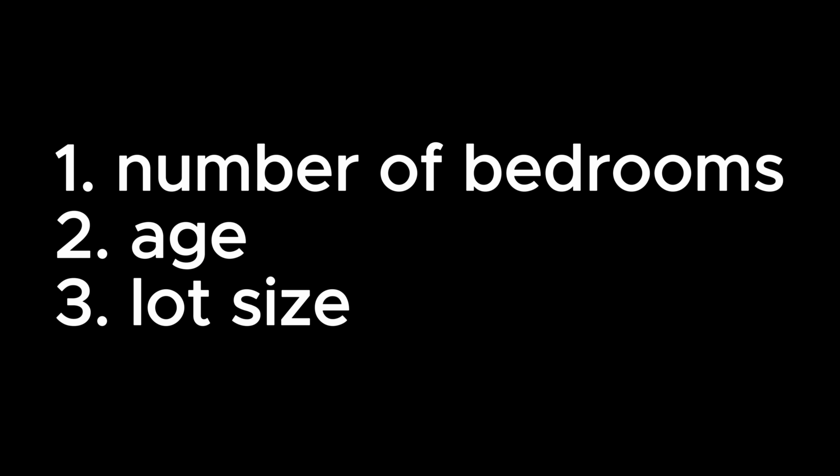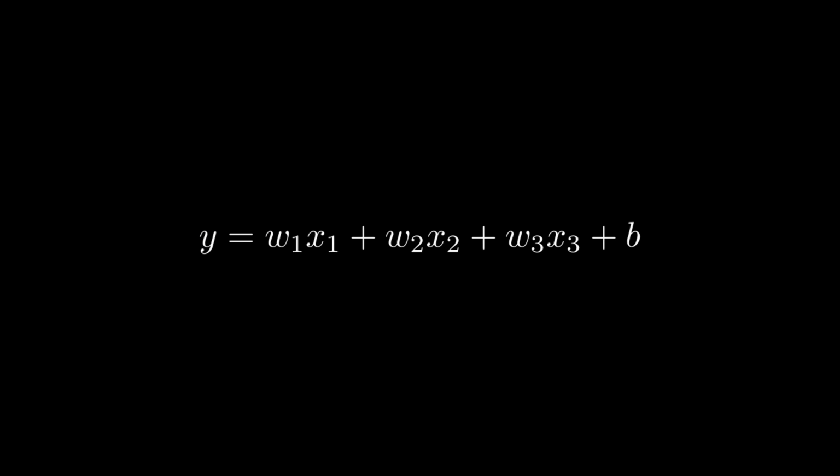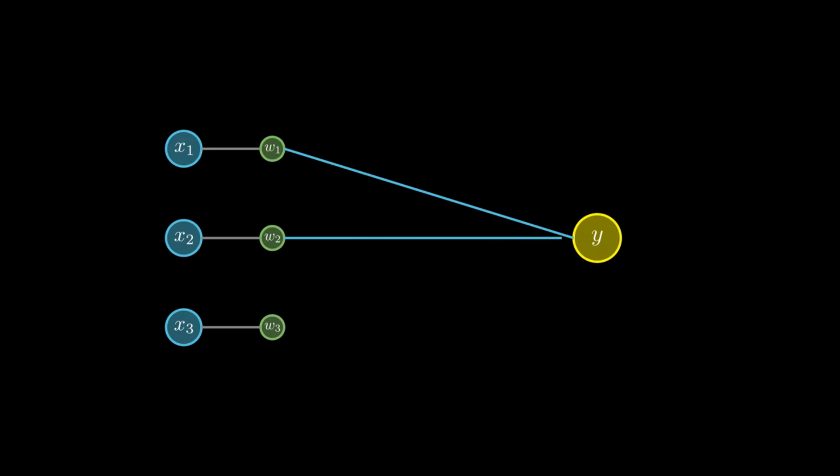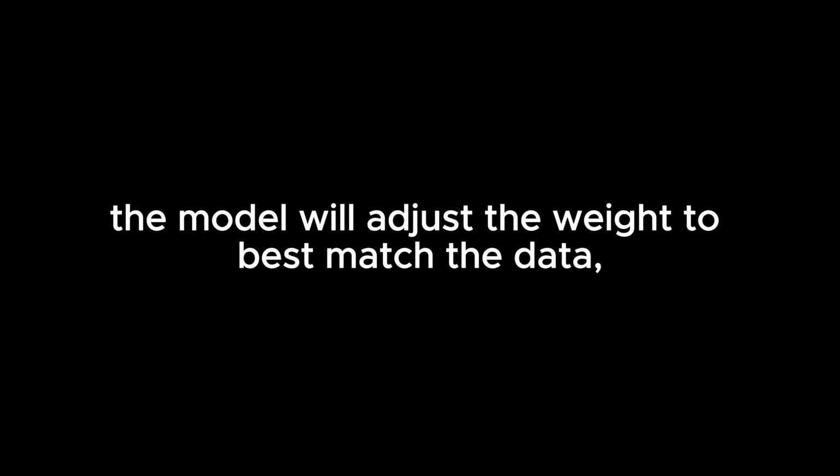Now, note that when we add more features, like number of bedrooms, age, or lot size, our equation begins to grow. Instead of just y equals wx plus b, it turns into something like y equals w1 x1 plus w2 x2 plus w3 x3 plus b. Here, each feature, x1, x2, x3, etc., has its own weight, w1, w2, w3, etc., representing how much that feature impacts the price. The model will adjust the weight to best match the data, helping it make more accurate predictions across multiple features. And that's it.